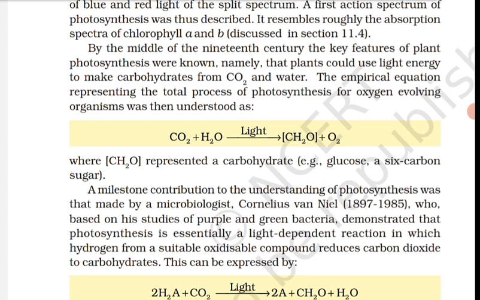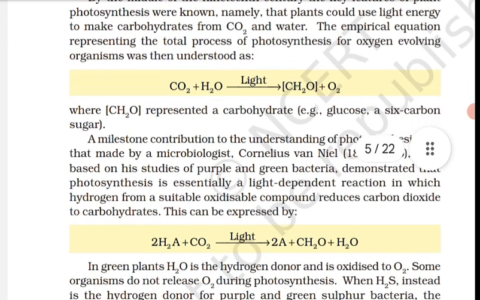Ingenhousz, in an elegant experiment with an aquatic plant, showed that in bright sunlight small bubbles were formed around the green part, while in the dark they did not. Later he identified this bubble to be of oxygen. Hence he showed that it is only the green part of the plant that could release oxygen.